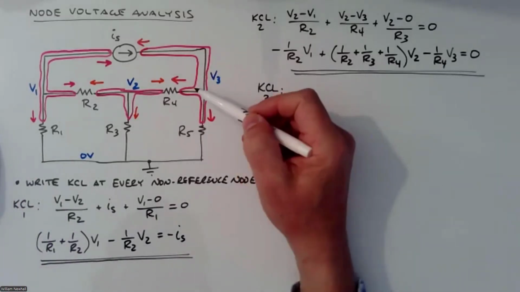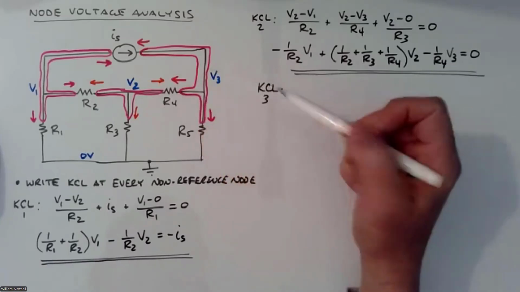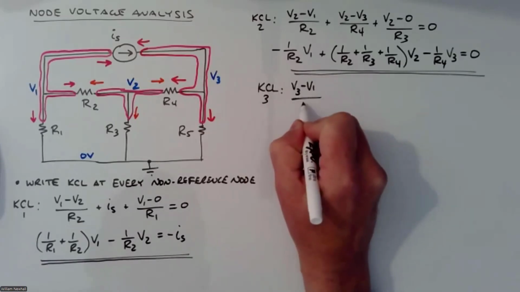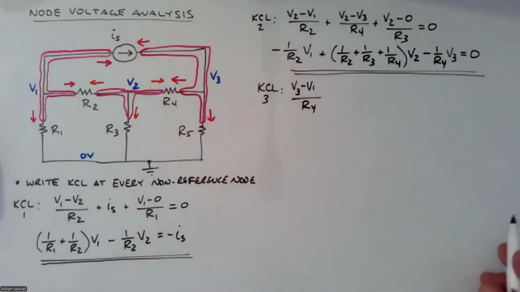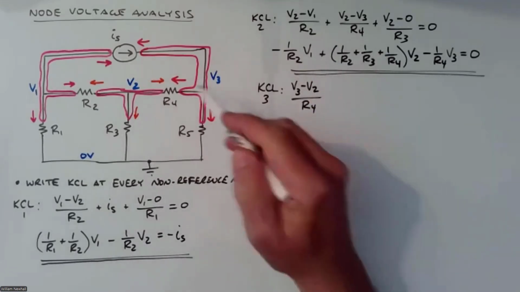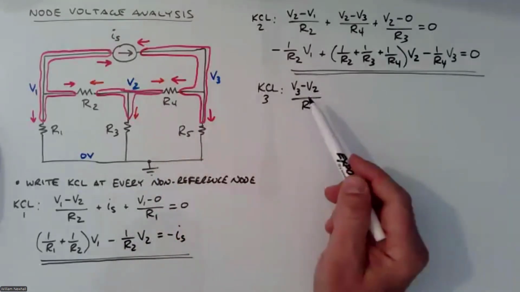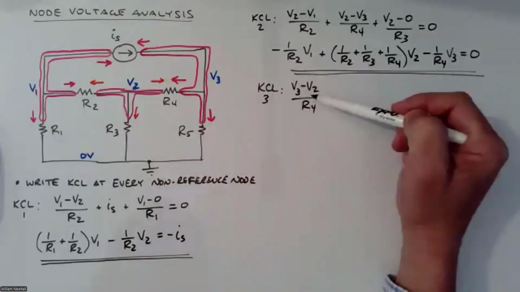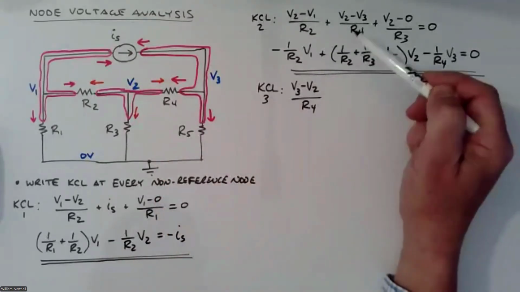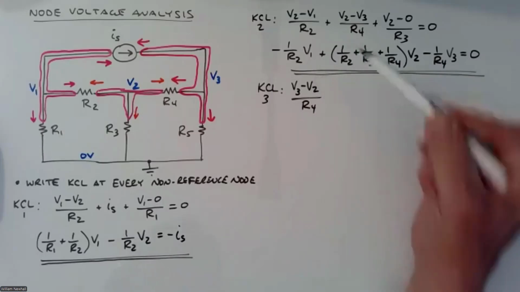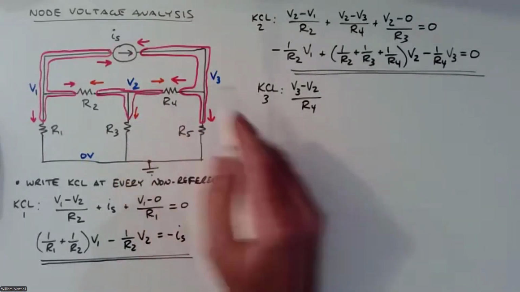Okay, the current going right to left through R4 is V3 minus V1 over R4, right? Oh, V1, V2, I'm mixing up my numbers here. V3 minus V2 over R4. And you say, wait a minute, right? We had opposite direction currents here. Well, if you look at this term, this is -1 times that term. So we're consistent here. So that's the current going through R4.